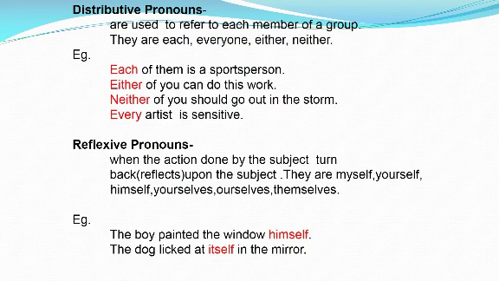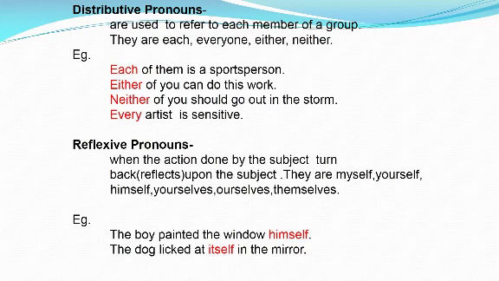Let's take a look at examples. First one: each of them is a sports person. Next, either of you can do this work. That means two persons are there and from them anyone can do this work. Neither of you should go out in the storm. That means nobody should be allowed to go out. Next, every artist is sensitive. That means it is a large group.